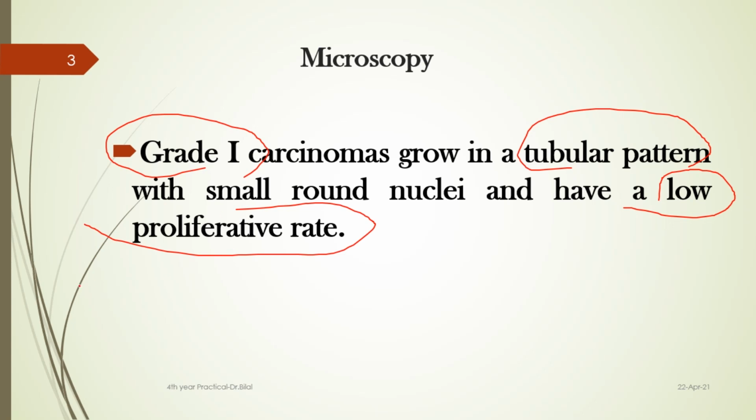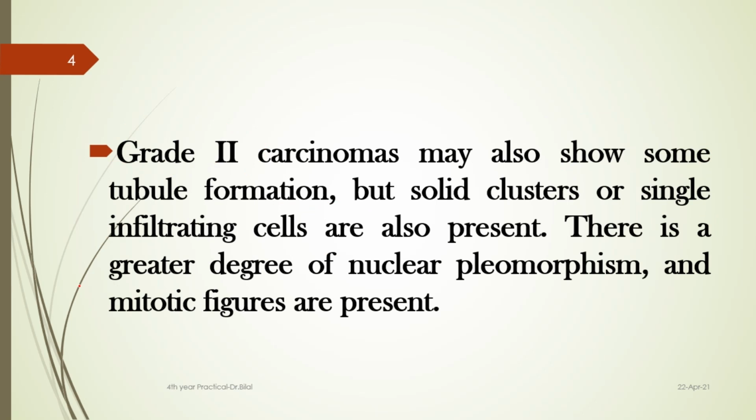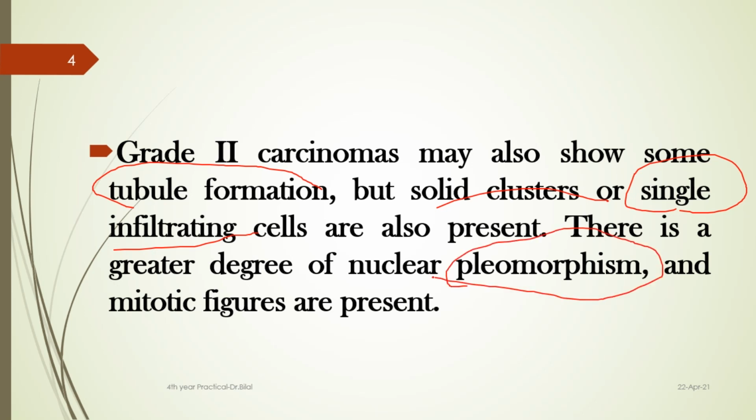Okay, and the degree of pleomorphism, that is the variation in nuclear size and shape, would also be less in grade 1 cancers. Now, grade 2 cancers may show some degree of tubule formation, but it is less in comparison to the grade 1 tumors. There may be some solid clusters, there may be single infiltrating cells, and the degree of nuclear pleomorphism is higher. And then mitotic figures are more in comparison to grade 1 tumors.